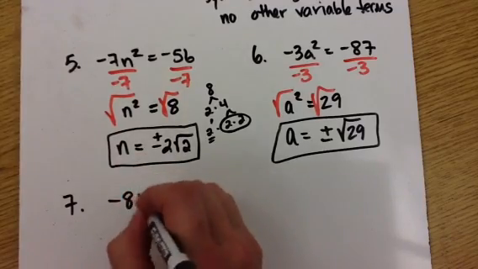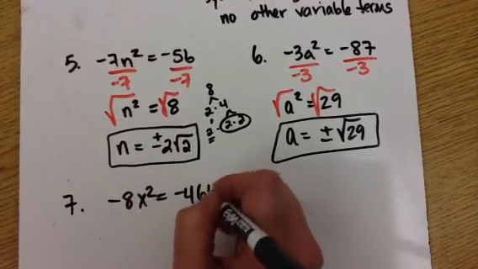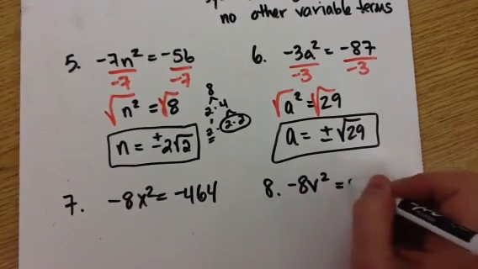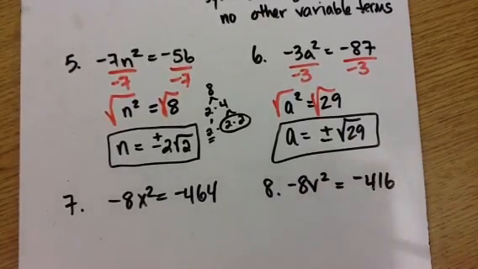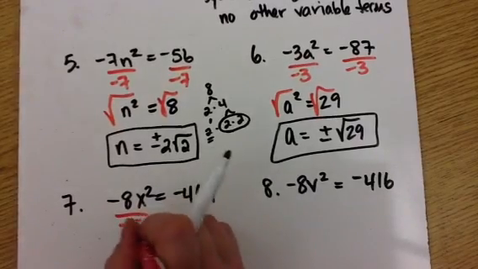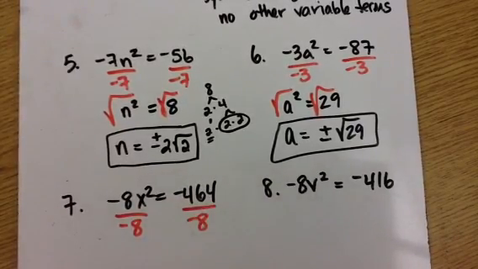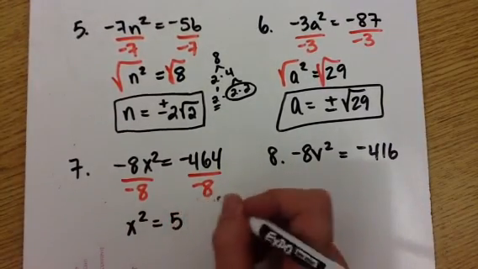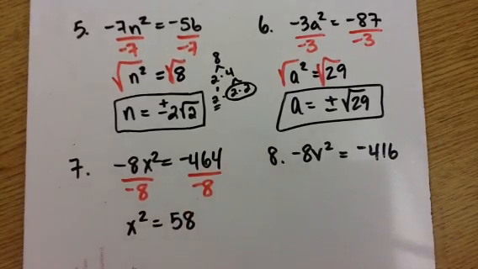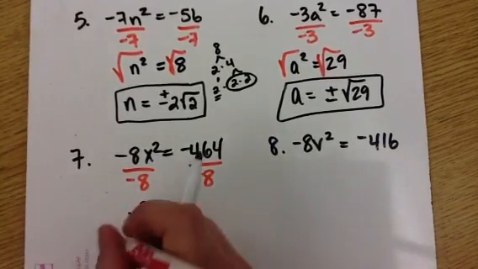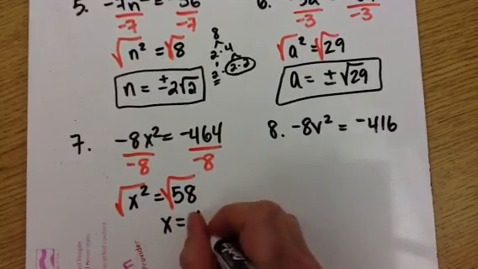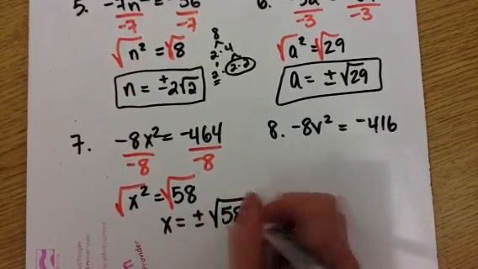Number 7, we have negative 8x squared equals negative 464. And number 8, negative 8v squared equals negative 416. Okay, so we will divide both sides by negative 8, which gives us x squared equals 8 goes into 46 5 times, and then 64 left, so 58. And then take the square root of both sides.